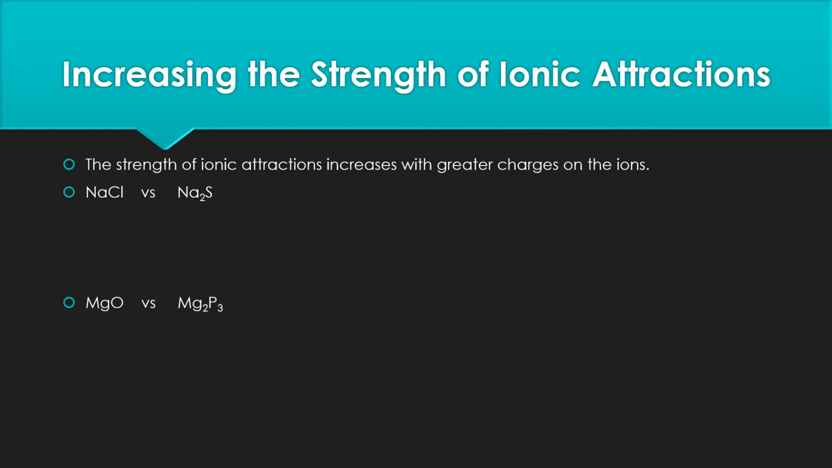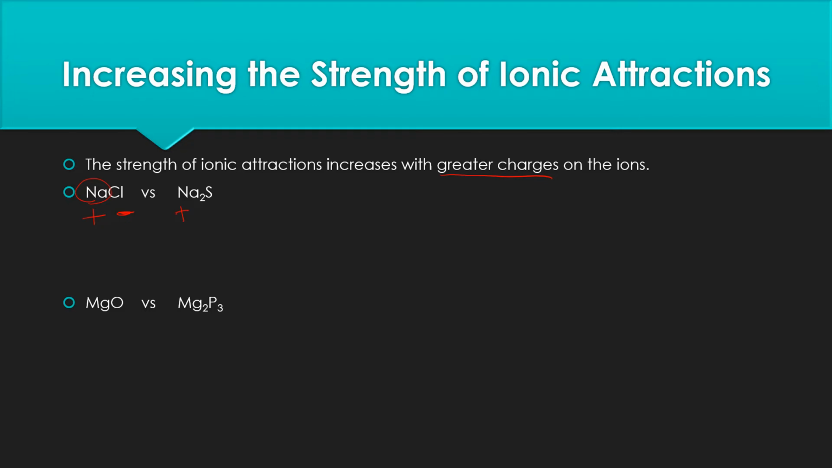All right, so the first way we can have stronger ionic attraction, stronger attraction between our ionic compounds, is by increasing the charge on the ions. So we're going to compare some elements. You should have a periodic table nearby. It's always a good, handy tool to have. And we can look at the charge on the ions. So sodium is group 1, so it would be positive 1. Chlorine is group 17, so it's going to be a negative 1 charge.